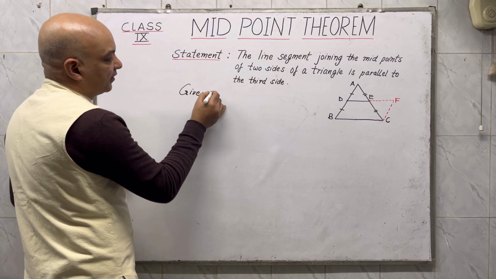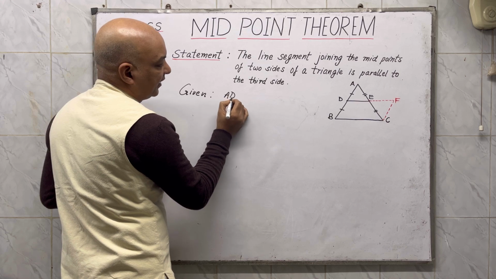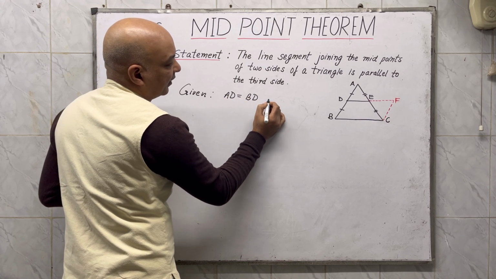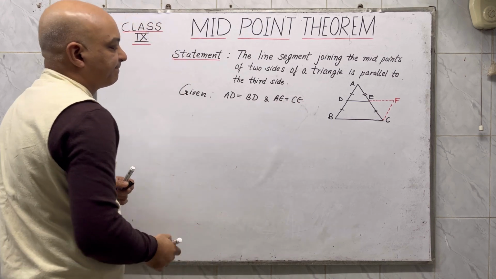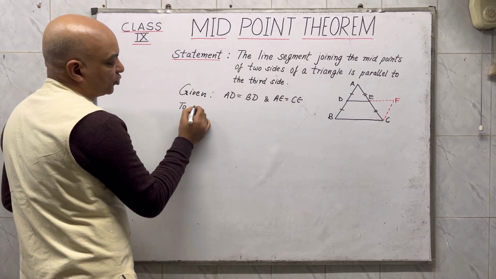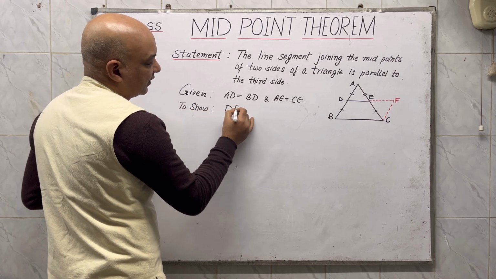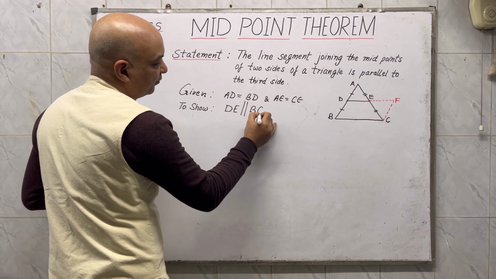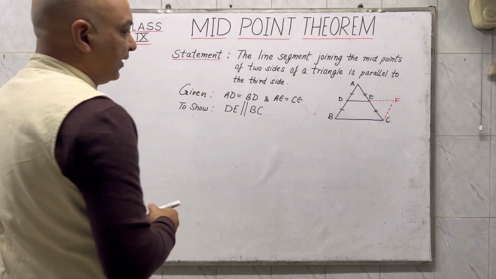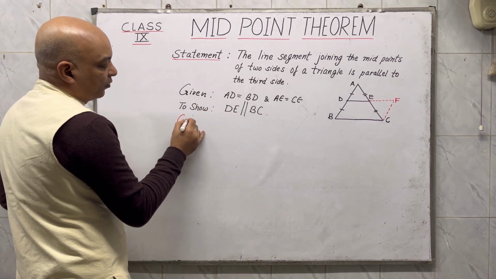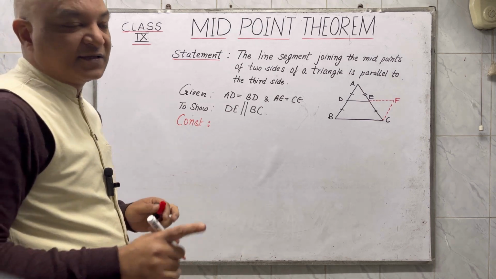So you need to write what is given. So we are given that AD equal to BD and AE equal to CE. And now you will write down what you need to show. So we need to show that DE is parallel to BC. And lastly, I will use a red pen to write down the construction part. What we need to do as part of construction.